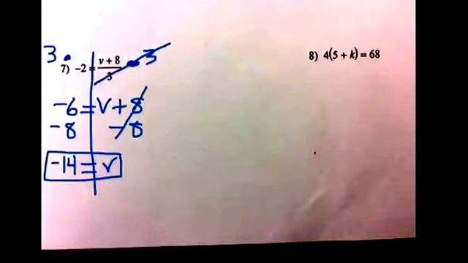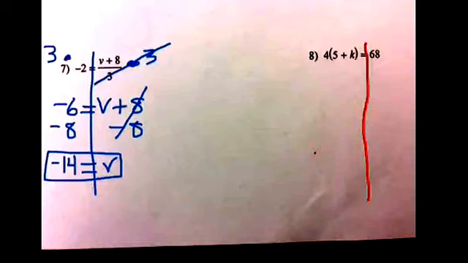All right, our final example for this worksheet. We have 4 parentheses, 5 plus k, close parentheses, equals 68. And I have a 4 outside of the parentheses and then a 5 plus k inside the parentheses. So there's a couple of things I could do here. First thing that most people think of when they see parentheses like this is to distribute.